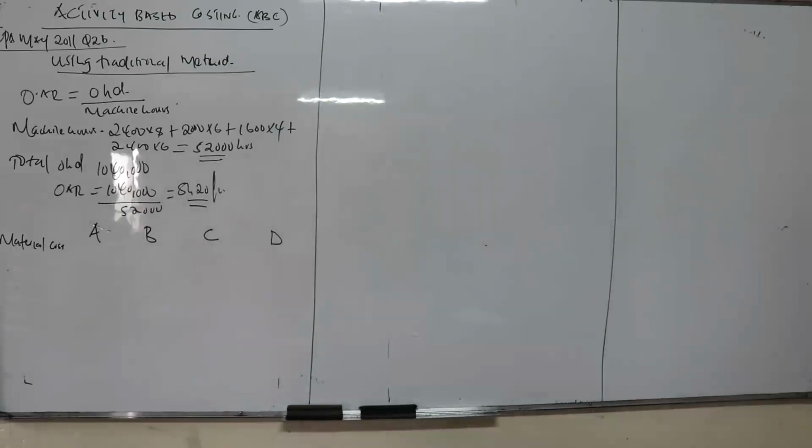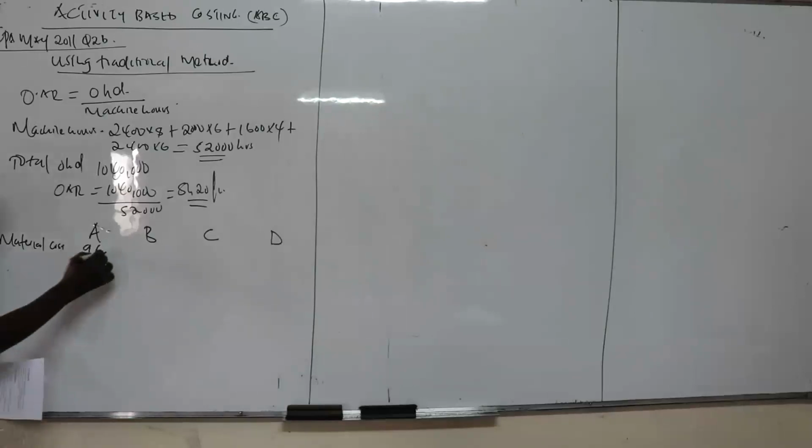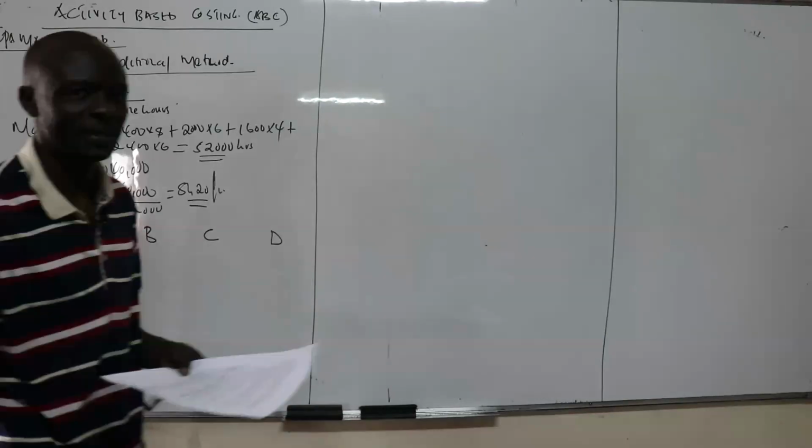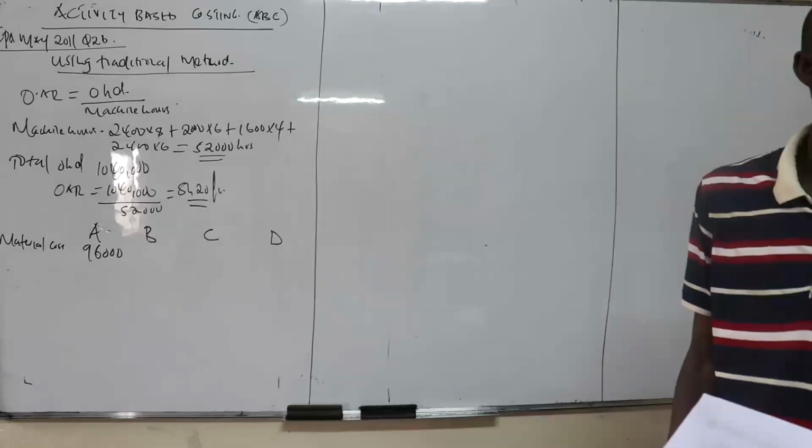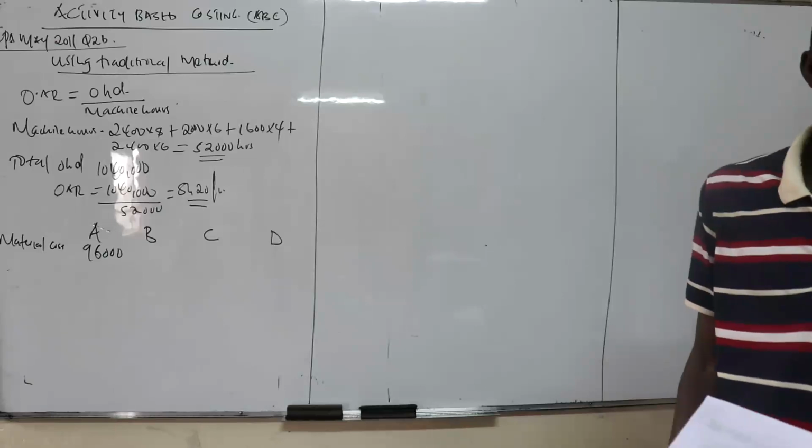So here you multiply the total number of units that were produced for product A times 40. The units produced is 2,400 units. Each cost of material is 40 shillings. So you multiply 40 times 2,400, you get 96,000 here. Are we together? You just follow.